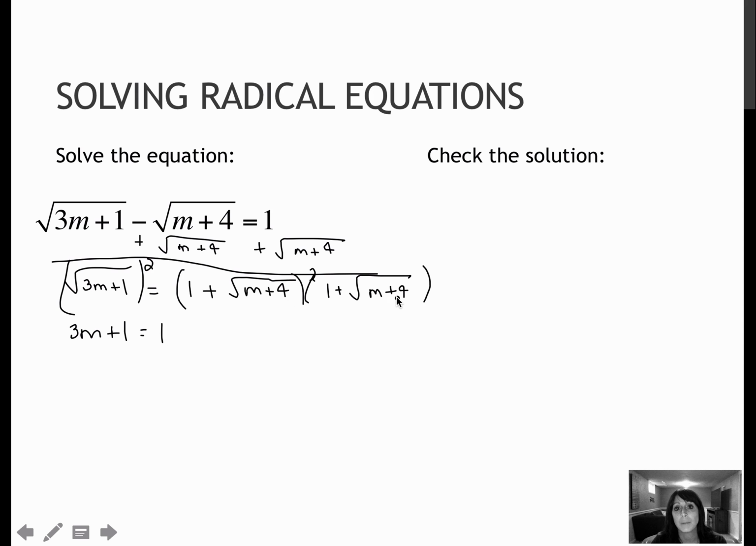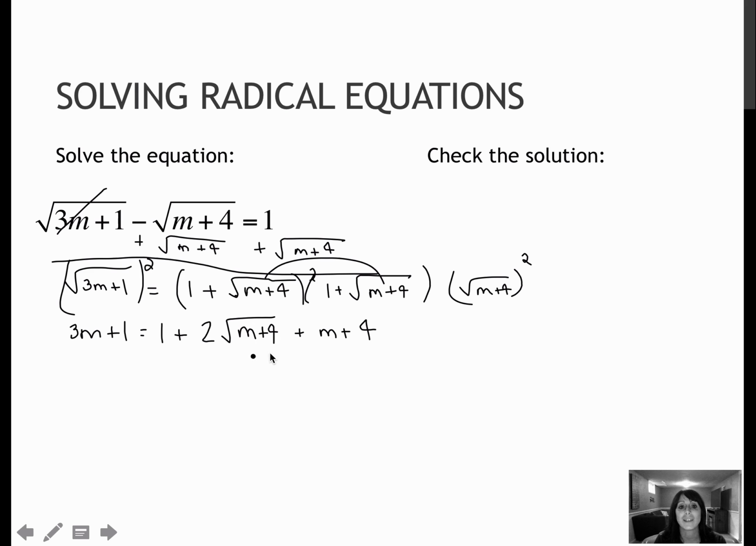1 times radical m plus 4 is radical m plus 4. And then radical m plus 4 times 1, that gives me 2 of them. So it's radical m plus 4 twice, so 2 radical m plus 4s. And then when I multiply these two, it's essentially me squaring it, so then I just get m plus 4. Because those two multiplied would give me radical m plus 4 squared. So I did something great. I got one of the radicals out of the way. Notice this is out of the radical, but I still have one that I have to deal with.